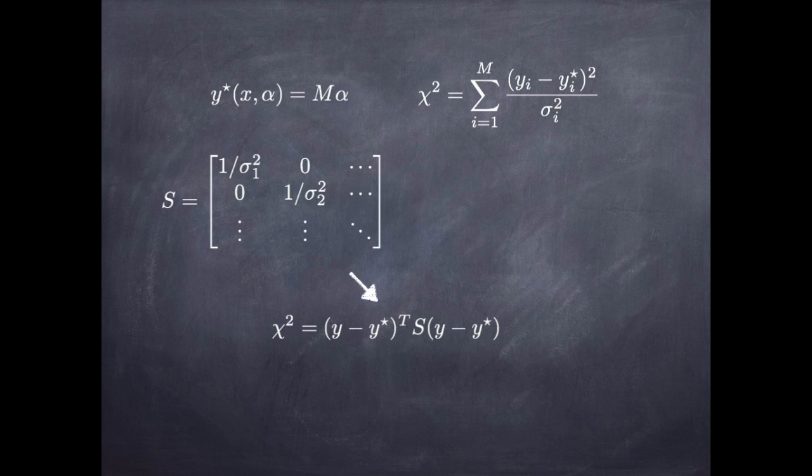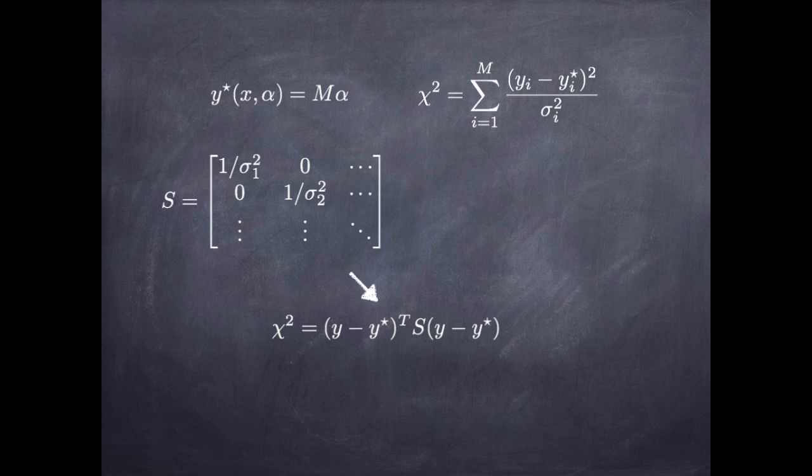Now, y minus y star, of course, is an m by 1. Y minus y star transpose is just the transpose of that, so it's a 1 by m. It's just the column vector turned on its side. And S is square, so it's an m by m. So if I multiply an m by m by an m by 1, I get an m by 1. So S multiplied by y minus y star is a column vector.